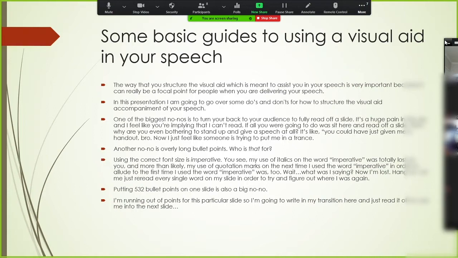One of the biggest no-nos is to turn your back to your audience to fully read off a slide. It's a huge pain, and I feel like you're implying that I can't read. You see how annoying that is? It's really annoying to sit and listen to somebody read off the visual aid for their speech. Don't do that, all right?